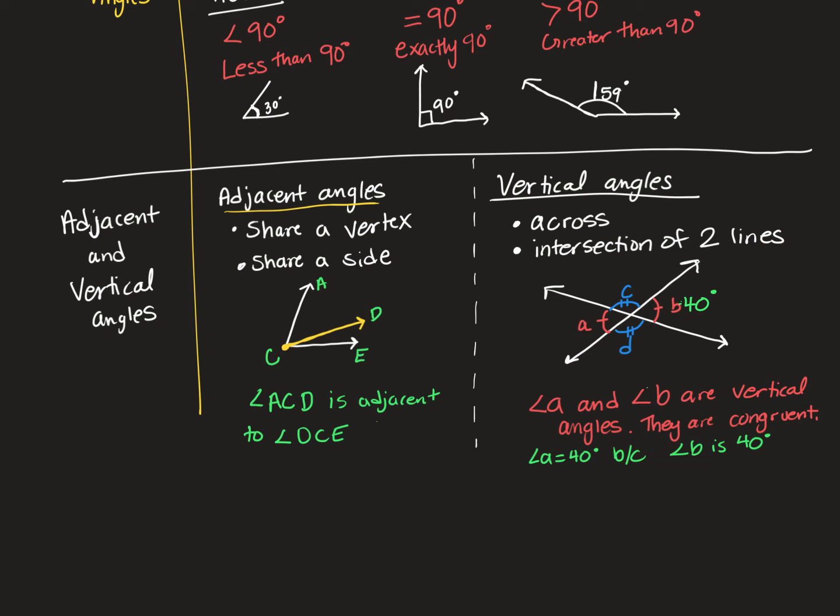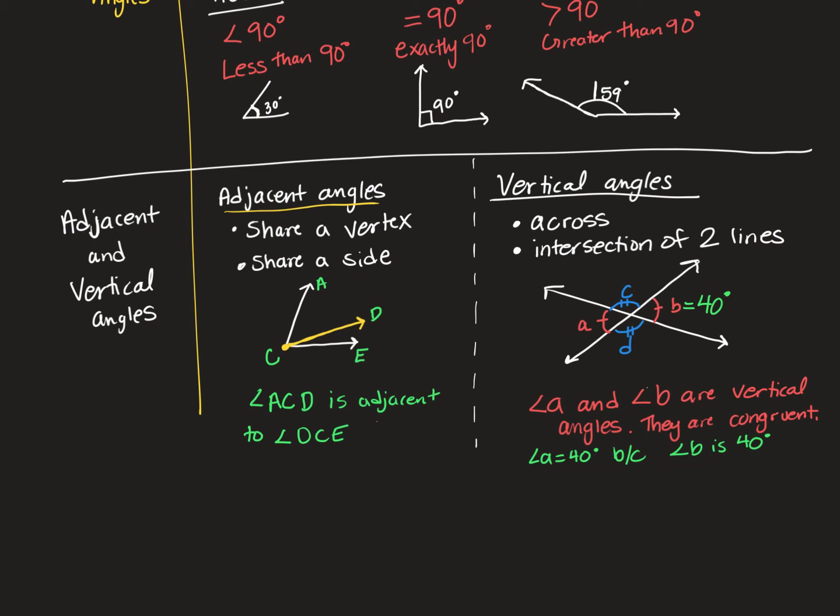It's hard to see this, but I put B equals 40 degrees. So let me rewrite it. So now I want you guys to figure out what angle C and angle D are equal to.